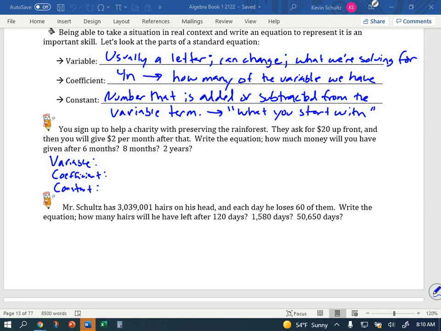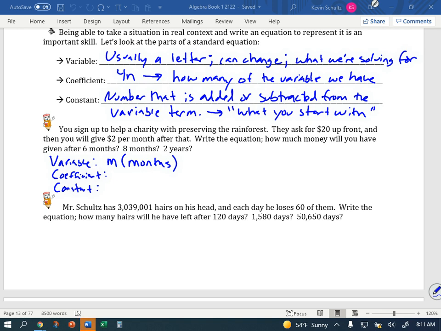What's our variable? What changes? What are we asked to solve for here, Ellen? How long? Okay. In the context of this, we've got months, years. Let's have our variable be m, and that's going to represent months because we can convert years to months pretty easily. Okay. The variable is what we're testing: how much money will we give after we've been a part of this charity for so much time.